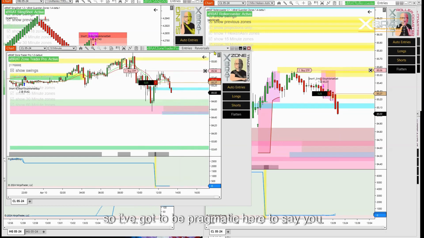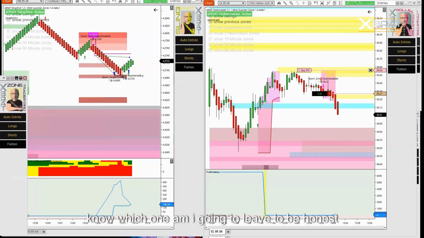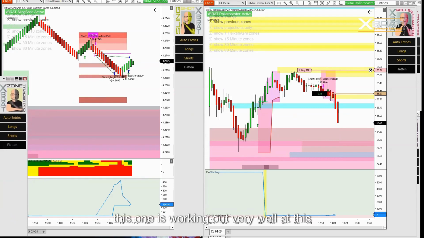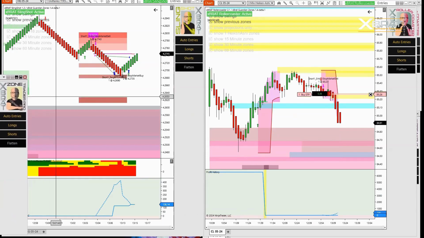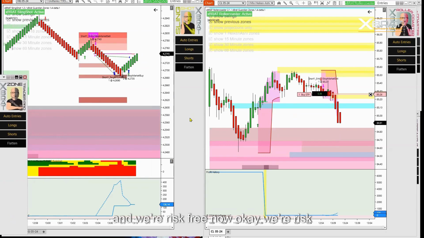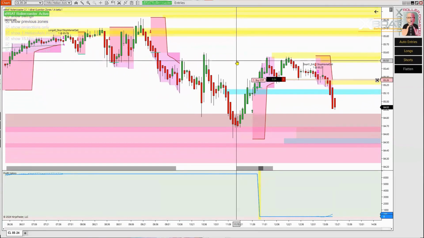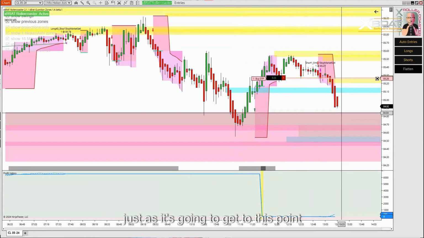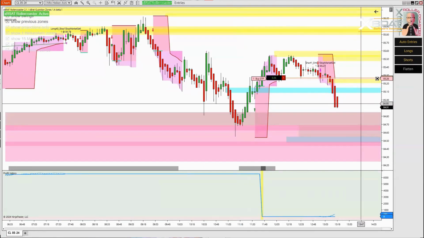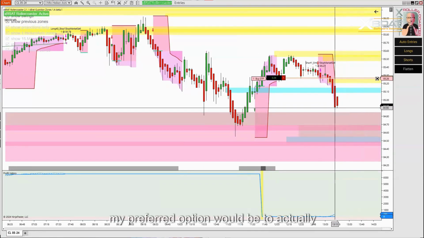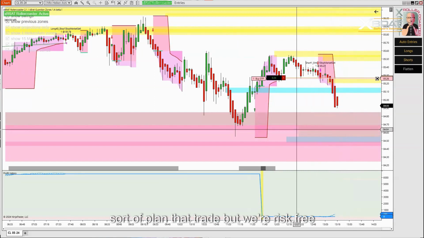So I've got to be pragmatic here and decide which one I'm going to leave. To be honest, this one is working out very well at this moment in time. And we're risk-free now, okay? It's just adjusted that trading stop to risk-free on the roller coaster. Just as it's going to get to this point, my preferred option would be to flatten that trade, but we're risk-free right now. I've got no risk. I've locked in the profit on that HG.